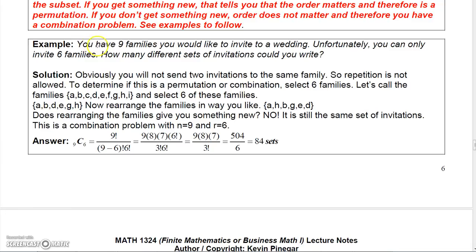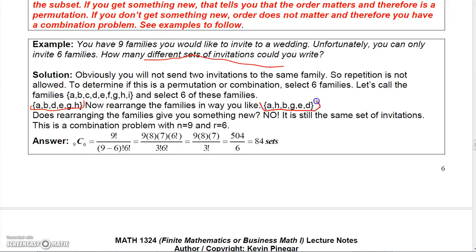Look at this example. You have 9 families you would like to invite to a wedding. Unfortunately, you can only invite 6 families. How many different sets of 6 families could you invite? Well, repetition wouldn't be allowed because you're not going to invite the same family twice. So let's choose 6 families. Let's say I choose A, B, D, E, G, H. Now let's rearrange them in any order you want, as long as it's a different order.